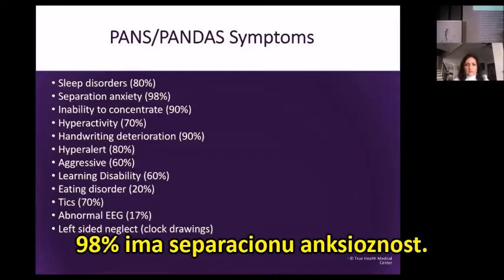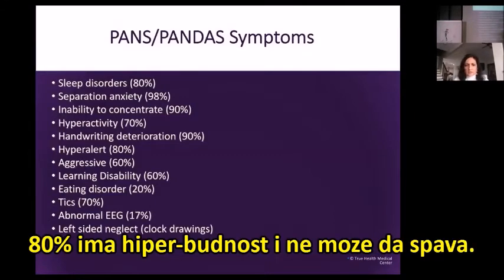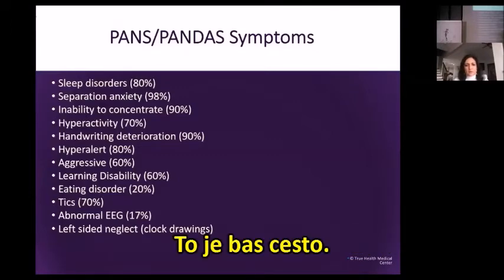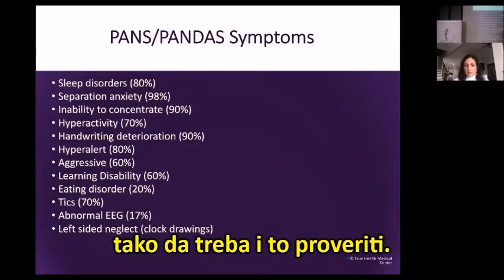98% with separation anxiety, 90% with handwriting deterioration, 80% with this hyper alertness where they can't sleep. Those are quite common, and 70% with tics. Almost 20% of these kids have an abnormal EEG. So that might be something to take a look at as well.